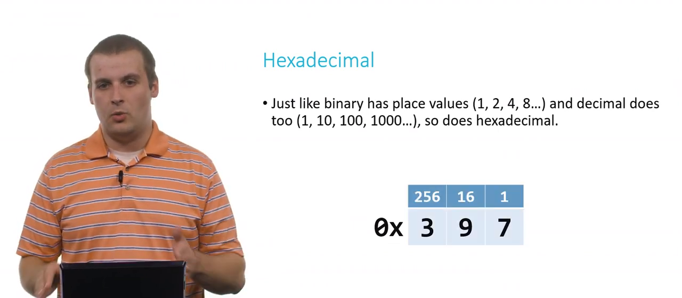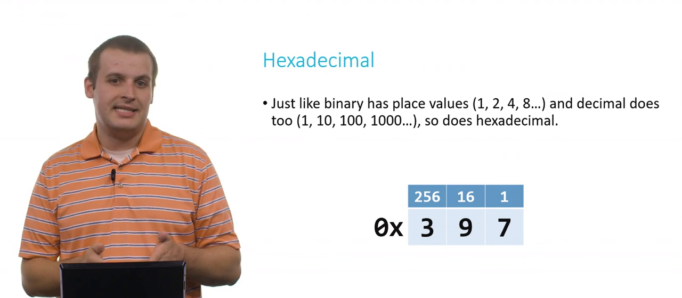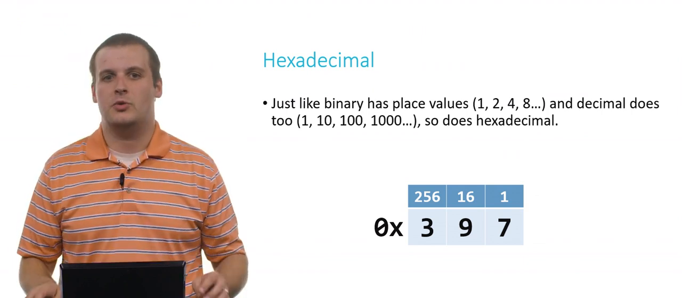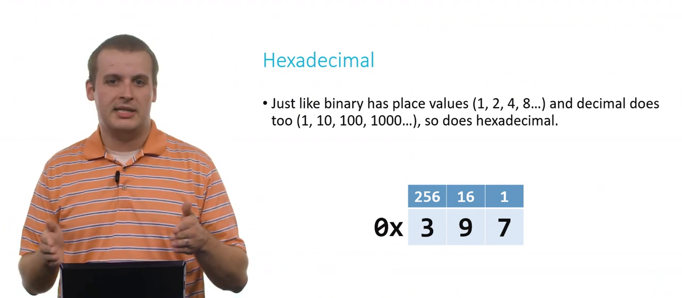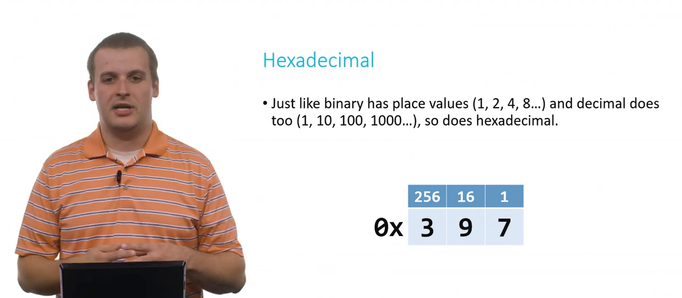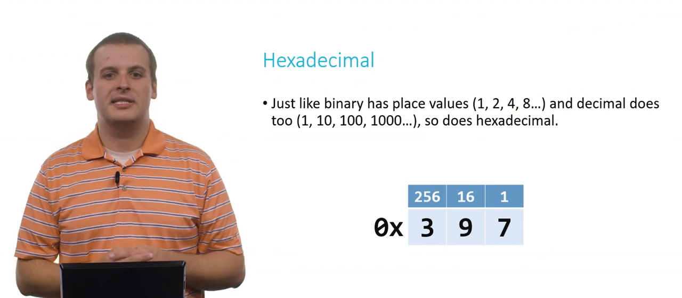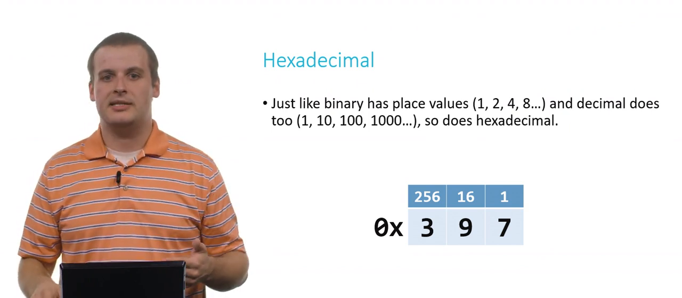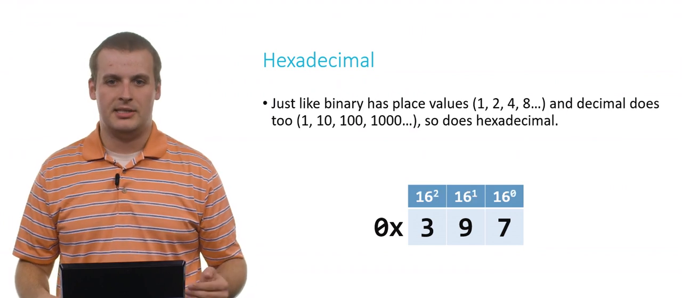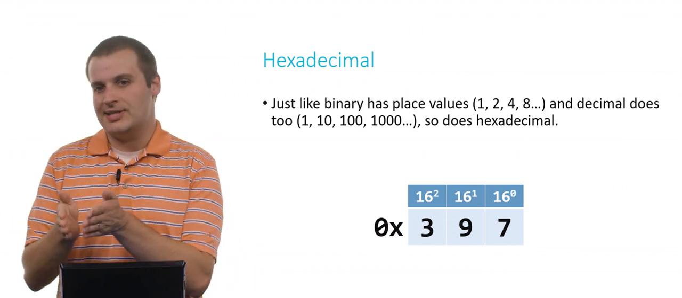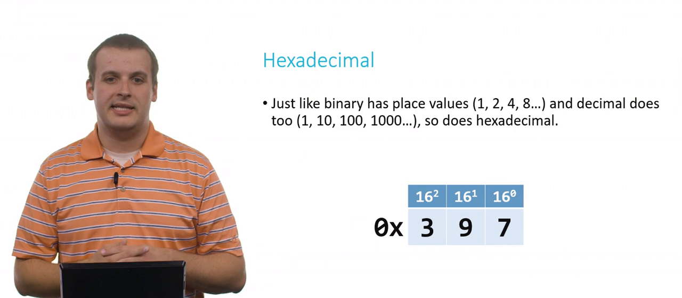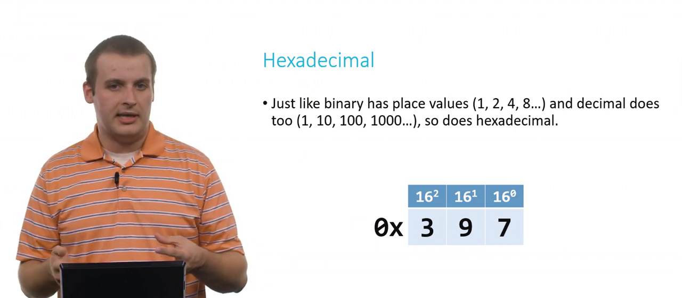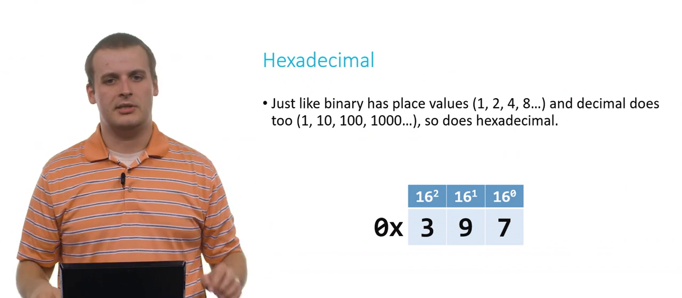In fact, the place values here would be the 1's place, the 16's place, and the 256's place, which correspond to our idea of a ones place, a tens place, and a hundreds place if the number was 397. But since it's 0x397, we have a ones place, a 16's place, and a 256's place. Or a 16 to the 0 place, which is 1, a 16 to the first power place, 16, a 16 squared place, 256, and so on and so on.